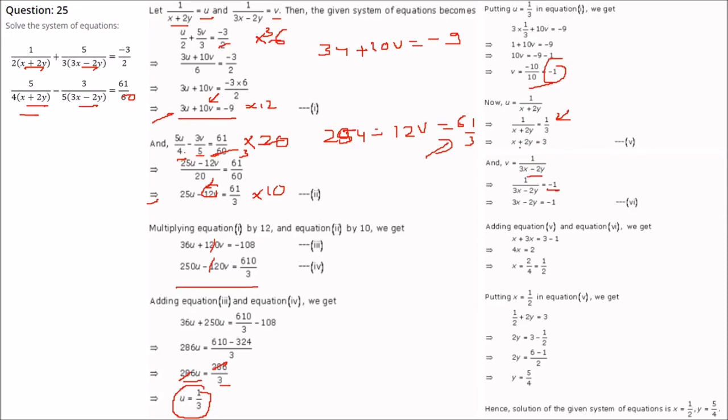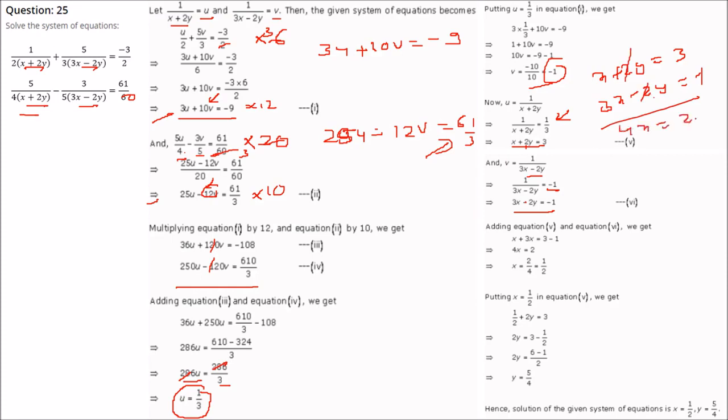So now this equation becomes x plus 2y equal to 3. This equation becomes 3x minus 2y equal to minus 1. Now we have another set of equations that we need to solve. But this will not be a problem. Why? Because we have x plus 2y equal to 3. And this is 3x minus 2y equal to minus 1. So we have plus and minus of 2y. Cancel them, means add them.